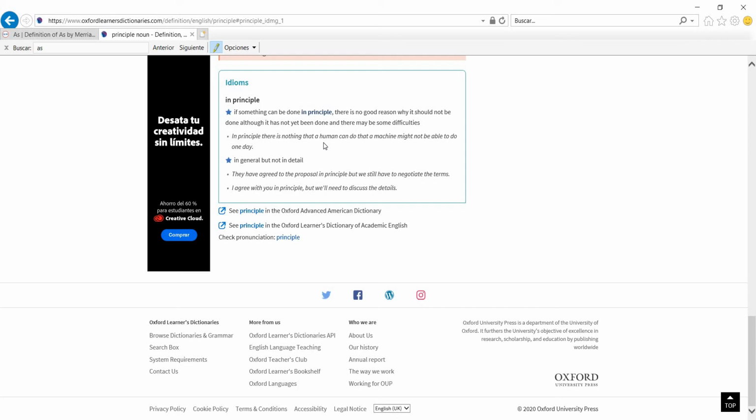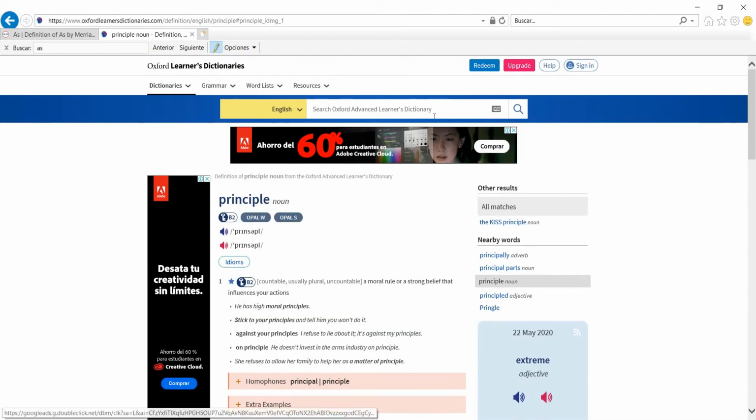Now, he comments also on the expressions, and "in principle" can also mean "in general," right? They have agreed to the proposal in principle, right? That's a very typical use of "in principle."